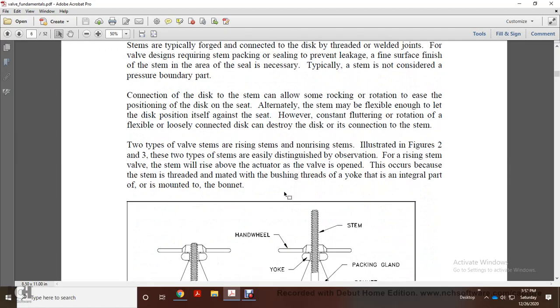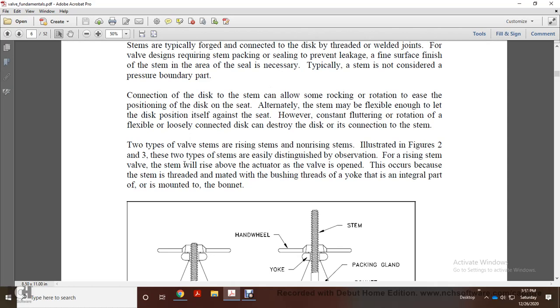The connection of the disc to the stem can allow some rocking or rotation to ease positioning of the disc on the seat. Alternatively, the stem may be flexible enough to let the disc position itself against the seat. However, constant fluttering of a loosely connected disc can destroy the disc and the stem connection. Two types of valve stem are rising stems and non-rising stems. Illustrated in Figures 2 and 3, these two types of stems are easily distinguished by observation.